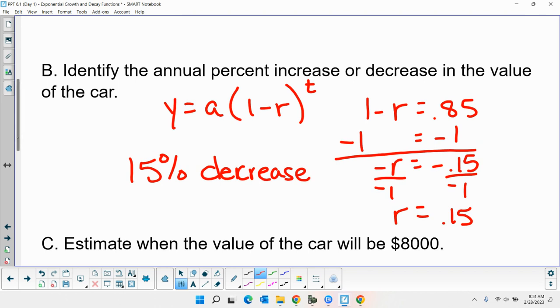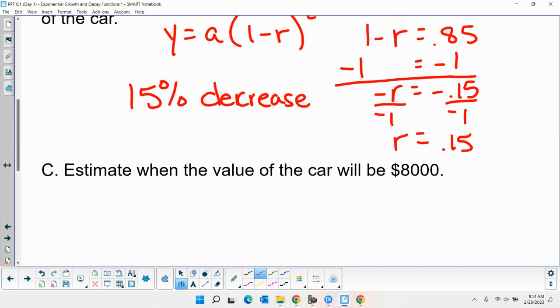It says, part C now, when will the value of the car be $8,000? Okay, so here's our problem. And then we turned it into 1 minus 0.15 to the t, right? You with me? So where do I put the 8,000 to solve this? In for y, right?